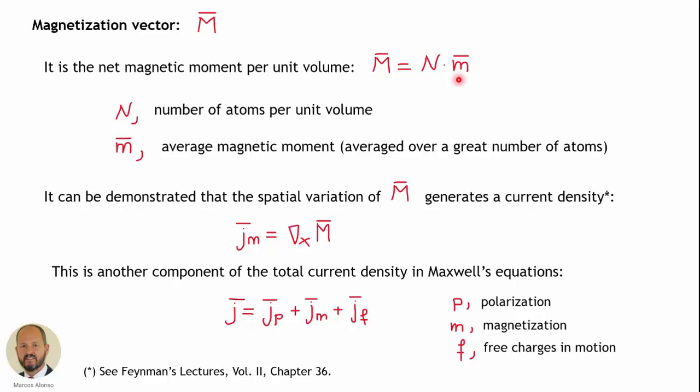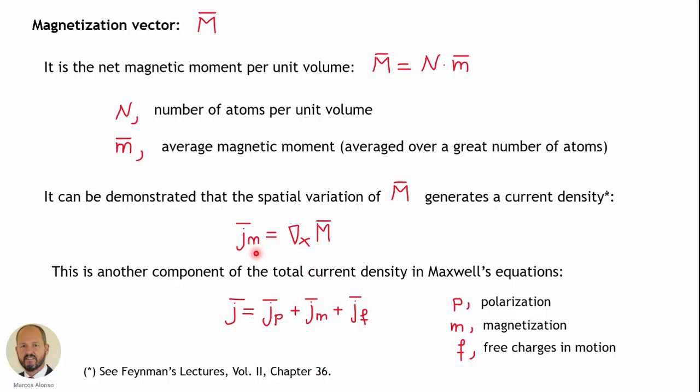Note that we are interested in the macroscopic behavior of the material, so what we do is to consider the average value of the magnetic moment, averaged over a great number of atoms. And then it can be demonstrated that the change of M in space generates a current density. So we have this current density, Jm, which is equal to the curl of M. The demonstration of this can be seen in Feynman's lectures in chapter 36 of volume 2, so you can get more information, but this is out of the scope of this presentation.